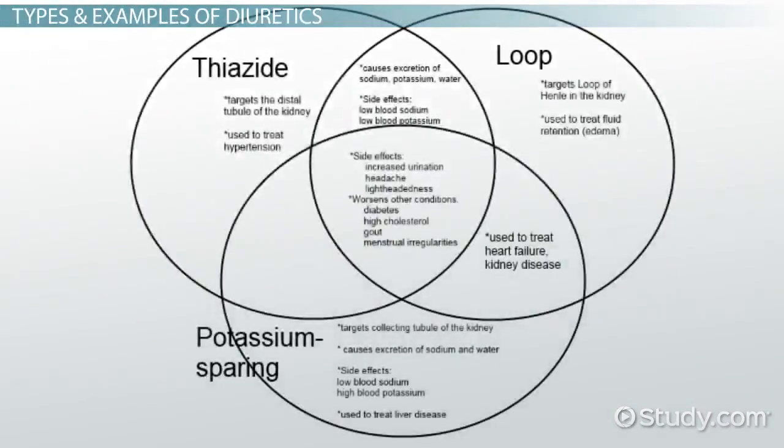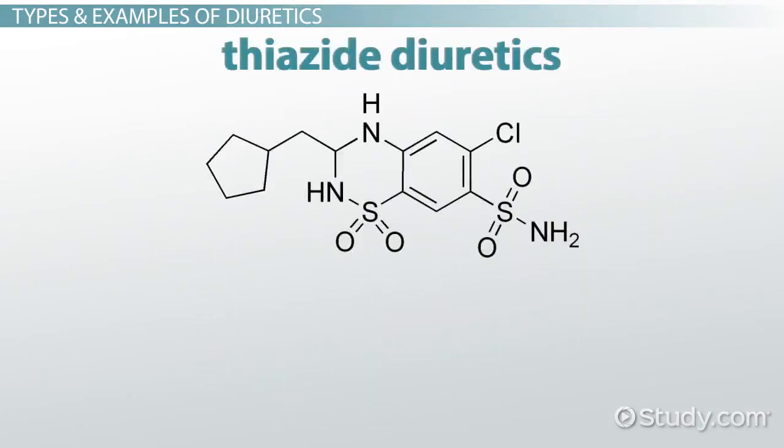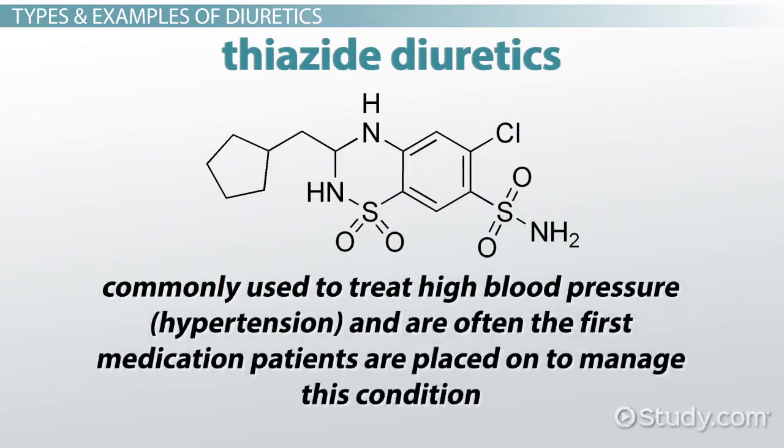There are 3 main types of diuretics. Each targets a different part of the kidneys and causes increased water excretion. 1. Thiazide diuretics. Thiazides are commonly used to treat high blood pressure, hypertension, and are often the first medication patients are placed on to manage this condition.